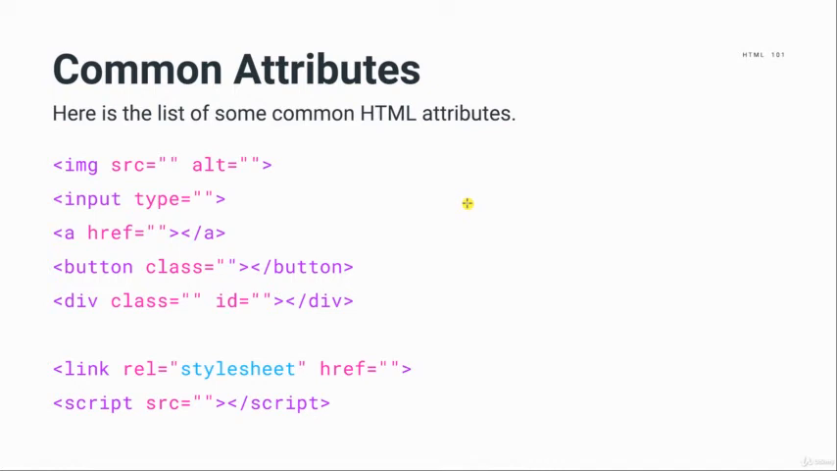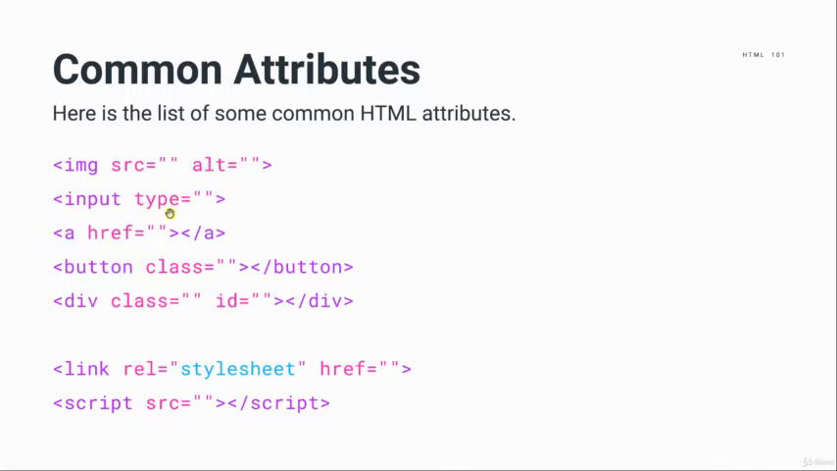So in this video, we're going to learn how to link our CSS and JavaScript files. But before that, I just want to show you guys a list of common attributes that we've learned so far. So we know that for images, we use source to link them, and we use the alt attribute to describe the image for accessibility reasons.